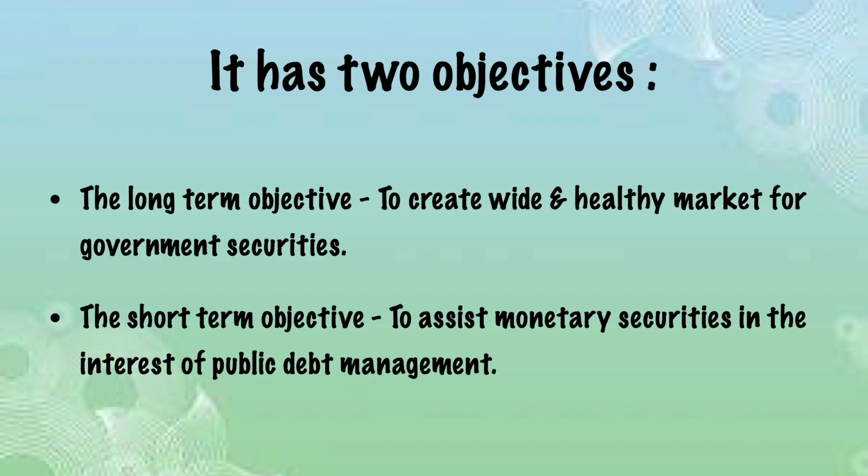How can I collect? Simply in the form of taxes. The government cannot always take money, correct? So there are other forms called market operations. That way, in the long-term objective, the government is going to start building a wide and healthy market for government securities. The short-term objective is to assist monetary policy in the interest of public debt management.